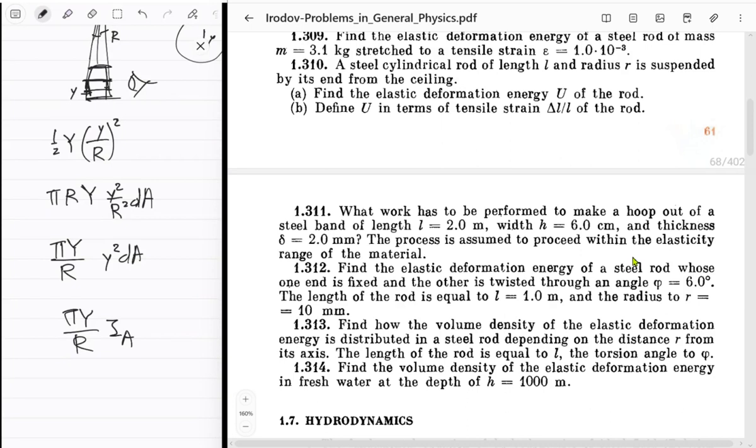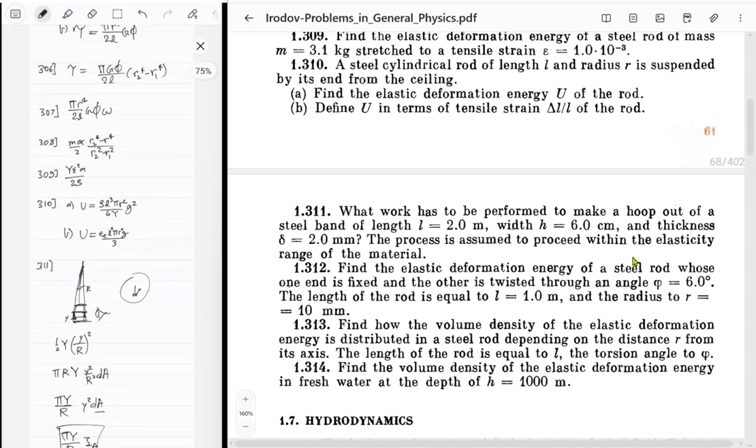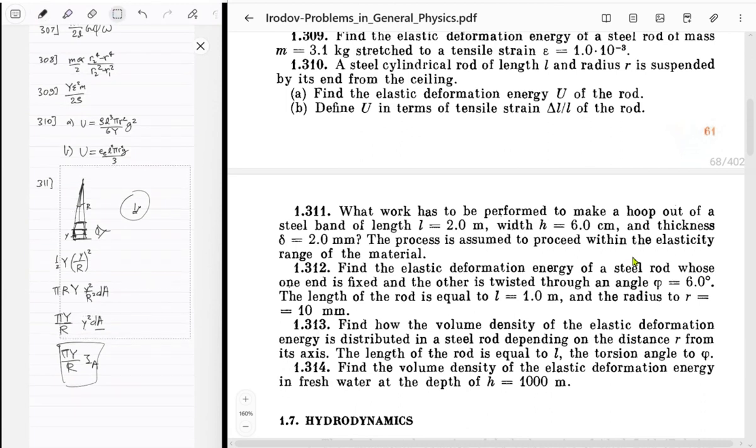Is this dimensionally correct? Young's modulus times y squared dA. dA is already area, that times length squared. So this part is just force, right? So meter squared upon meter is just meter, force times length, that is energy. So yes, dimensionally it's correct. So I think this is the answer. Whatever. That's the energy, or I think so.